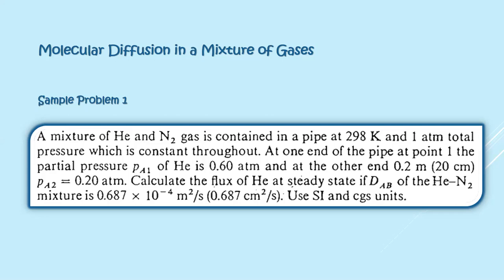Now, calculate the flux of helium at steady state if the molecular diffusivity of helium to nitrogen, that's D subscript AB. If A is helium, then B must be nitrogen, so the other component must be nitrogen. D_AB is 0.687 times 10 raised to negative 4 meters squared per second. This is also given as 0.687 centimeters squared per second.